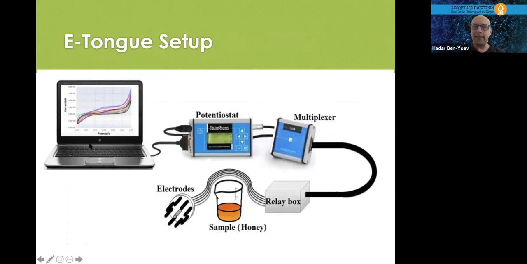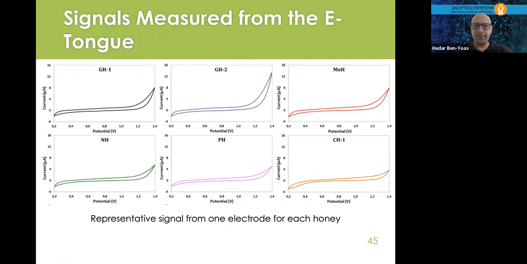And this is their setup, which was a portable electrochemical system, a laptop, and a potentiostat connected to a multiplexer, because you want to measure from different electrodes. And they put the electrode array in the sample and measure the signal. So this was their setup and their samples.